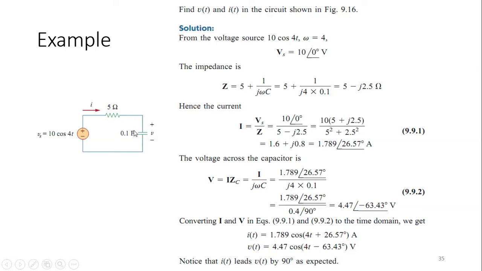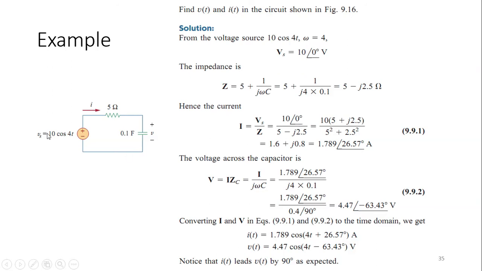Now these two impedances are in series, so just add them and we will get 5 minus j2.5 ohms. This 5 corresponds to the resistive part, the real part. This j corresponds to the imaginary part, which is due to the capacitor. So now solving this problem is pretty easy. In the phasor domain, we need to find the current in the circuit, which would be the source voltage divided by the impedance of these series elements.